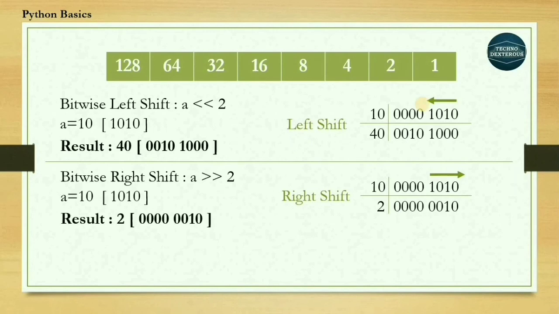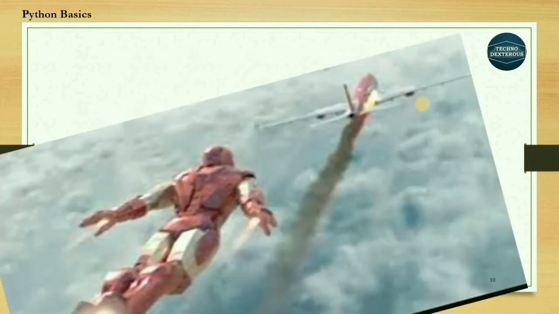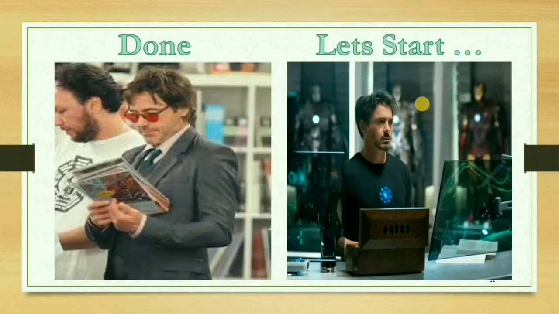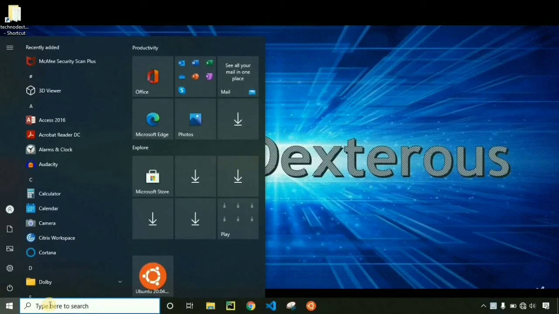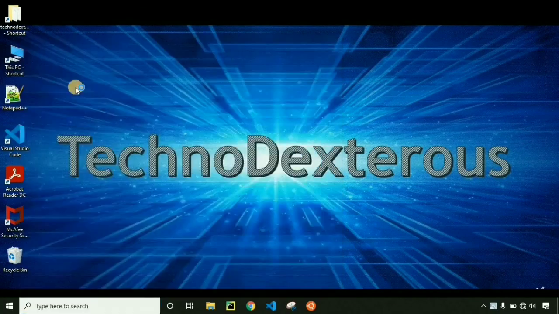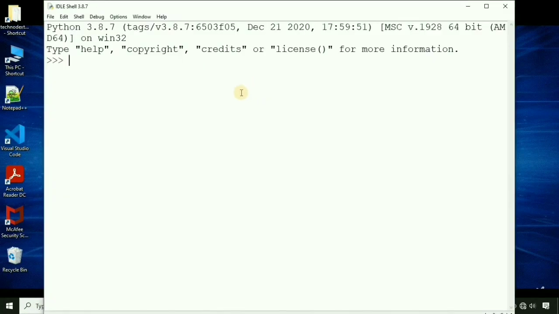Okay, we have now understood the binary calculations and representations by using bitwise operators in Python. Let's move towards practicals. Open the Python IDE. We are going to consider two variables, A is equal to 10 and B is equal to 4. Let's operate bitwise operators on them.